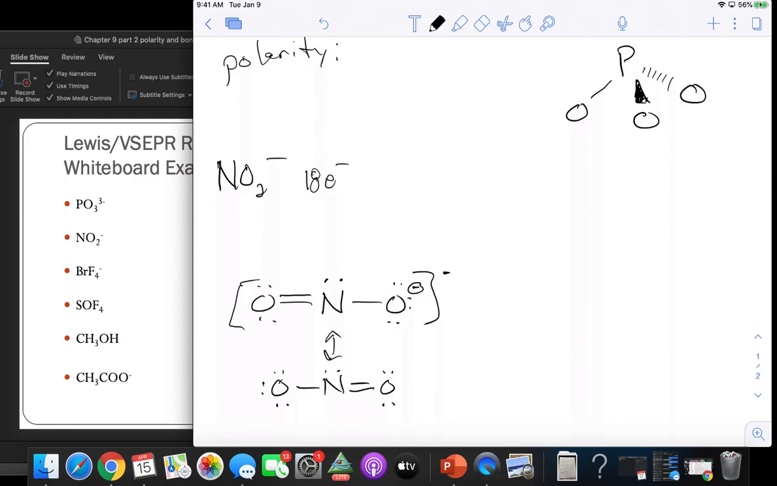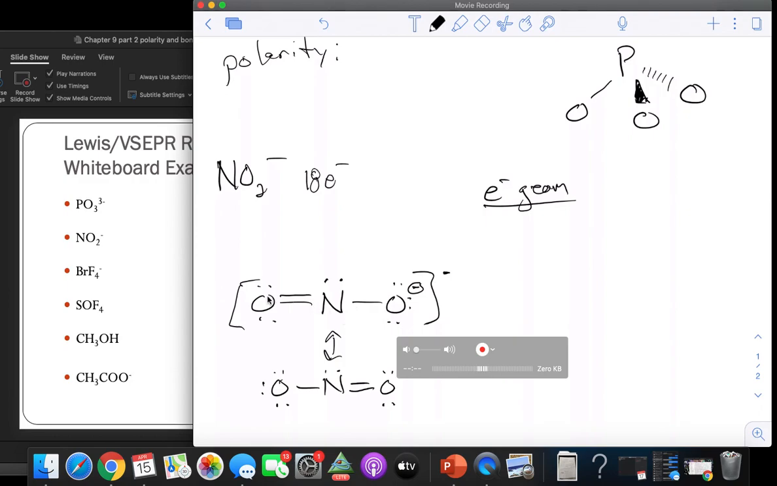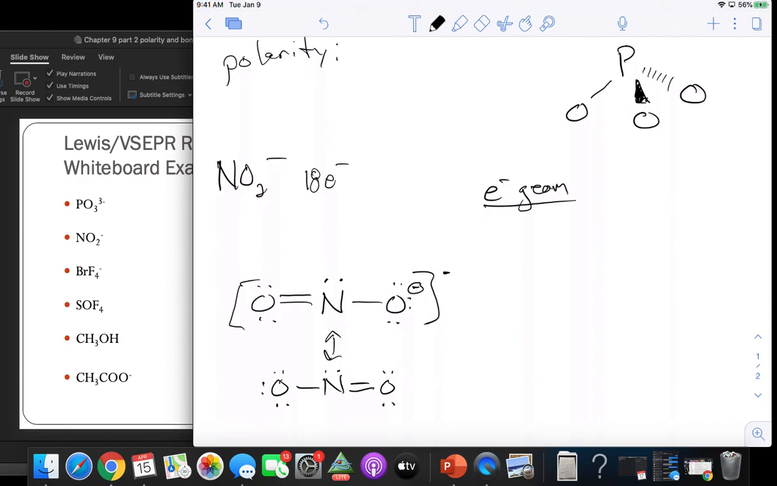All right, geometry-wise, for our electron geometry, same as before, we just want to count how many things are around the nitrogen. So there's 2 bound atoms and 1 lone pair. Again, double bond doesn't matter. We don't count it twice. So there's 3 total things around our central atom. 3 total things around the central atom means we're going to have trigonal planar for the electron geometry.